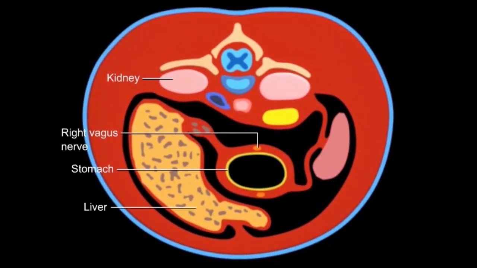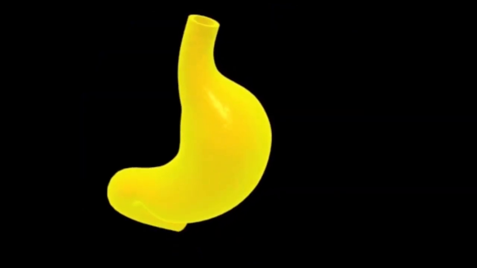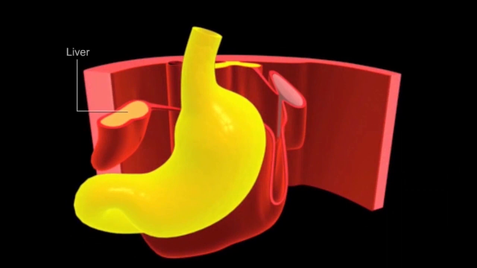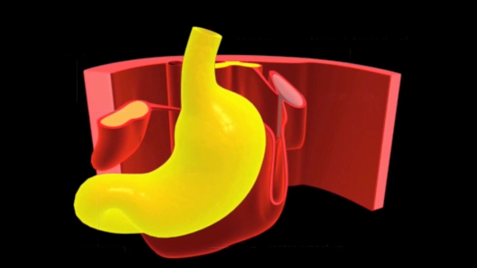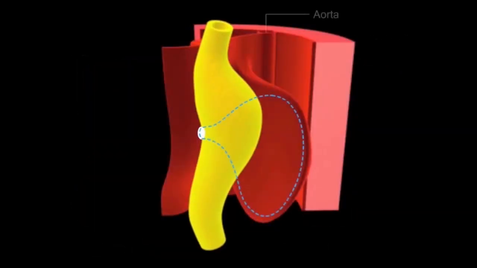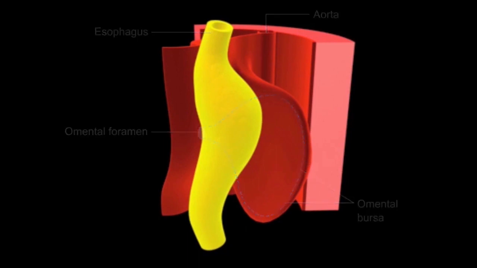The vagus nerves are also relocated. The right vagus nerve innervates the posterior surface, and the left vagus nerve supplies the anterior surface. The cranial part of the stomach moves to the left and inferiorly, and the caudal part right and superiorly. Observe the sac-like omental bursa and its communication, the omental foramen, with the peritoneal cavity.